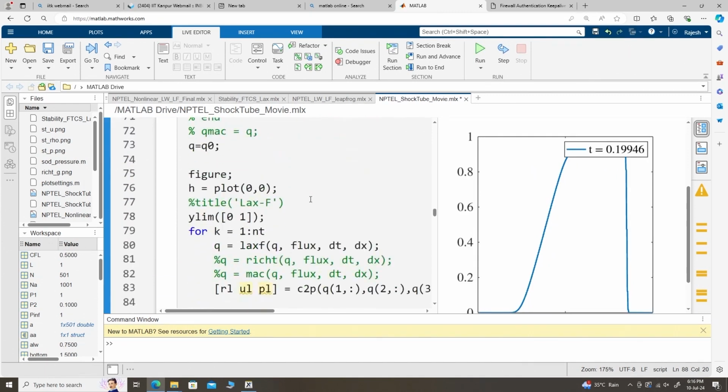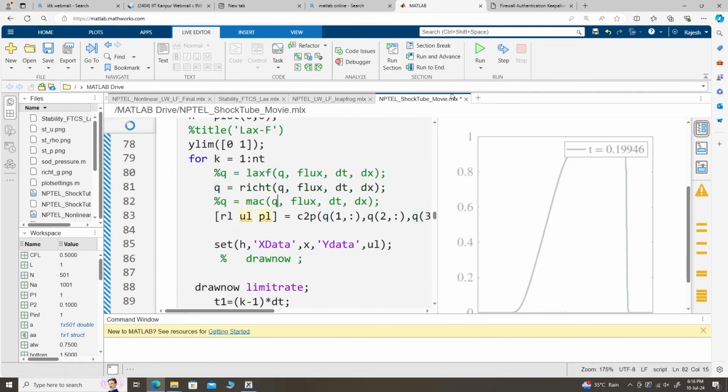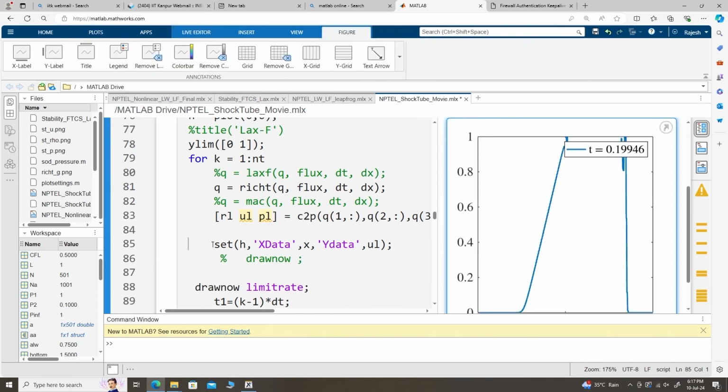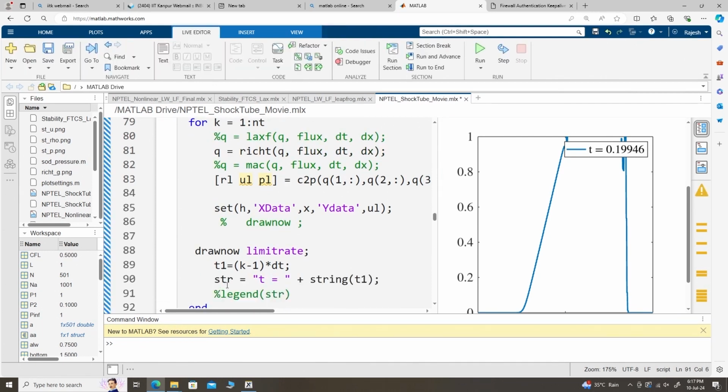You can change the scheme. If I just change the scheme from Lax-Friedrichs to, let us say, Richtmyer, and run section again, you can see that a lot of wiggles get developed here on the top. If I switch off this legend, you can probably observe it better. You can see that near the discontinuity there are a lot of wiggles.